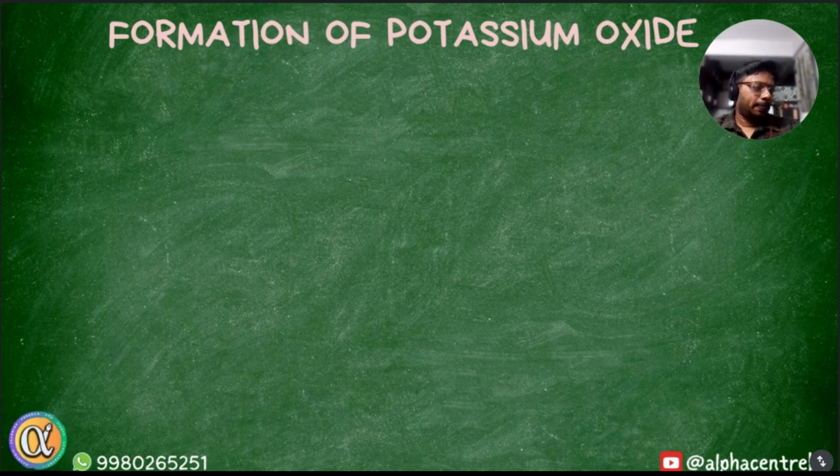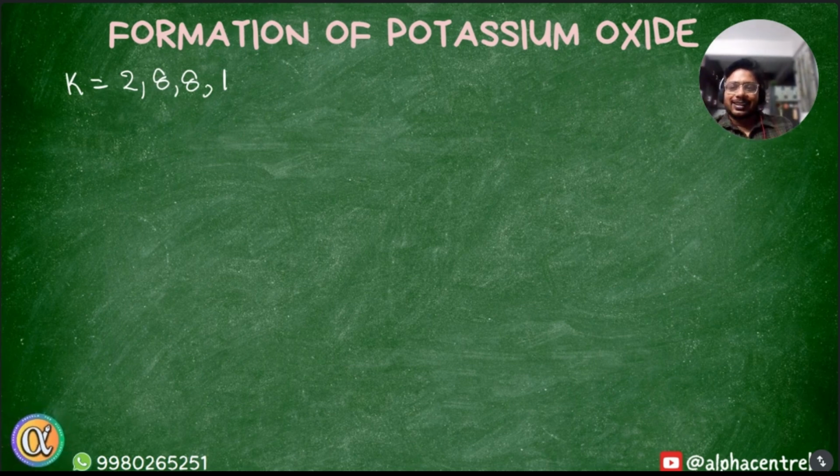Potassium oxide, who will like to explain? So, potassium electronic configuration is 289, right? No, it's not 289. We just discussed the whole table in the beginning. It's 2881. Oh, yeah. Yes. So potassium is 2881, and what about oxygen? 2 and 6.